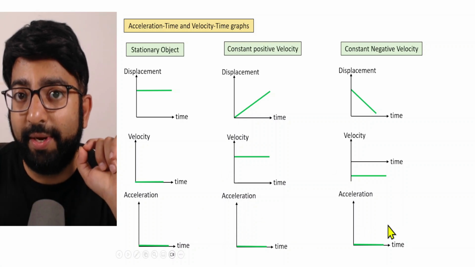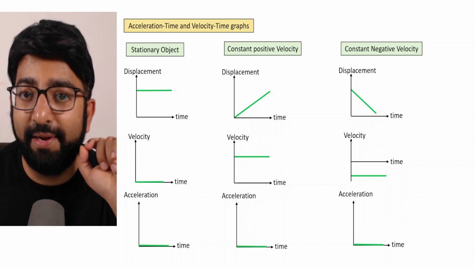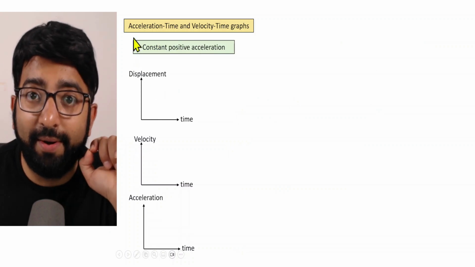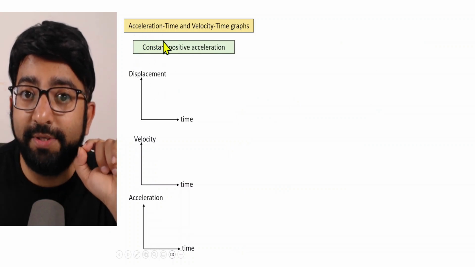Now let us consider situations where the particle is accelerating. Case number 4, the particle is having a constant positive acceleration. Since the acceleration is constant and positive, we can easily draw the acceleration time graph. The acceleration time graph will be a horizontal straight line, but above the time axis because the acceleration is positive. Hence, the acceleration time graph will look like this.